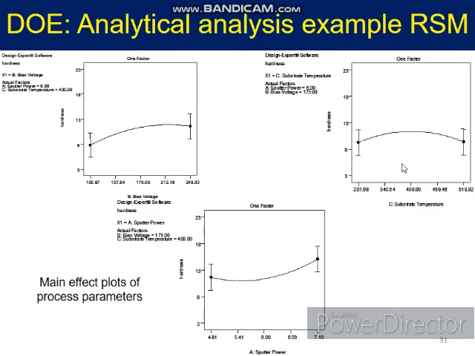It will increase, right? For substrate temperature, if I increase it from low to high, there's no difference, right? But at the center, there is a curvature. Sputter power, if I increase it, then the hardness will also increase. But the curvature is downwards. So this is the main effect plot that I can get from the analysis, and it's all generated by the software itself.